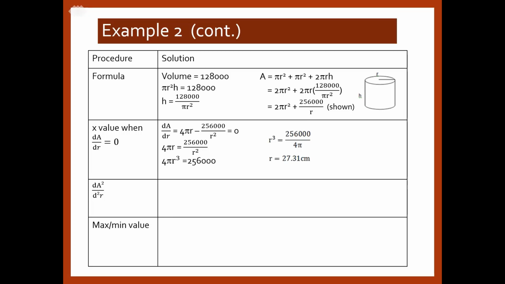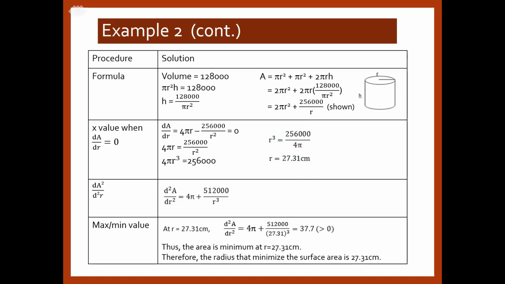Next, differentiate A with respect to r. You will get dA over dr equal to 4 pi r minus 256,000 over r squared. By letting dA over dr equal to 0, calculate for the value of r. You will get r equal to 27.31 centimeter. Differentiate dA over dr once again with respect to r.